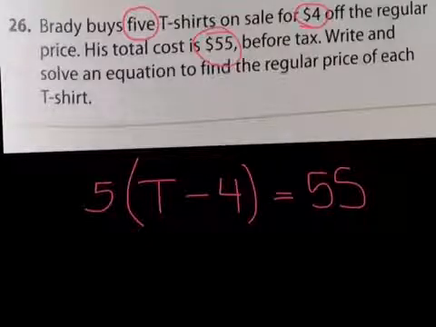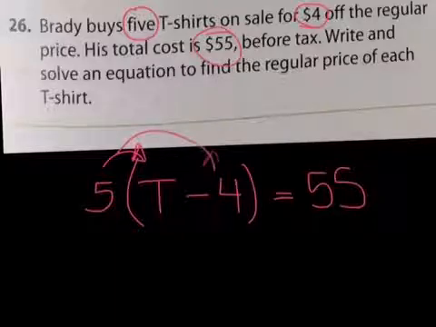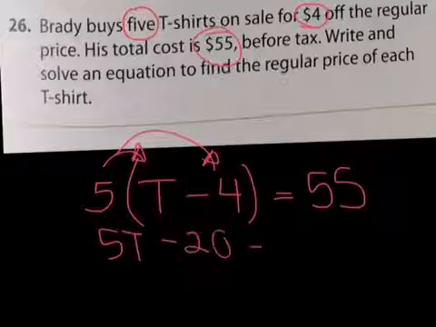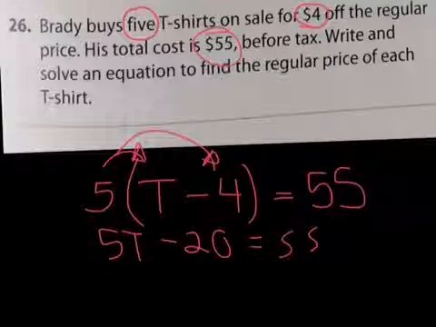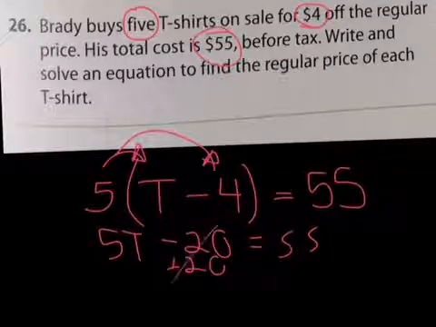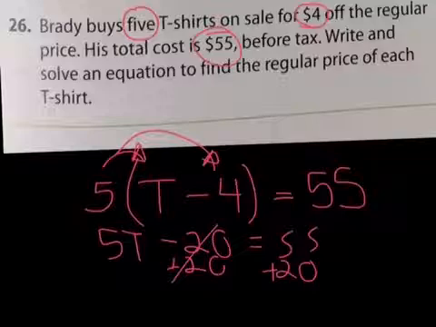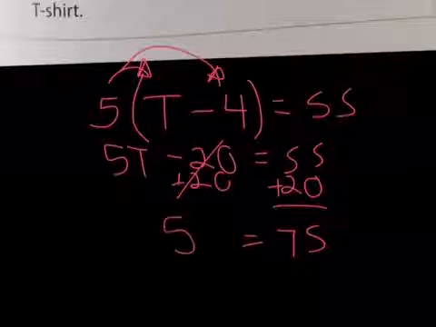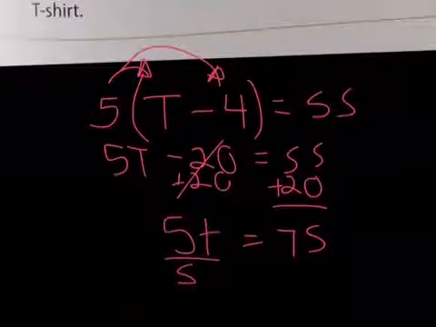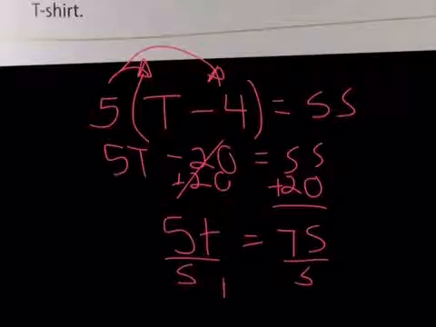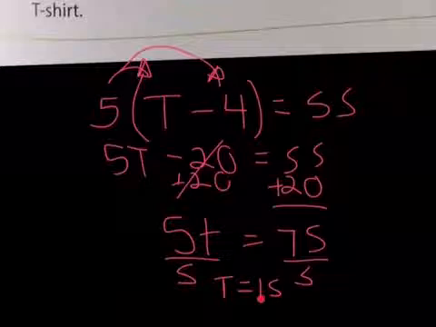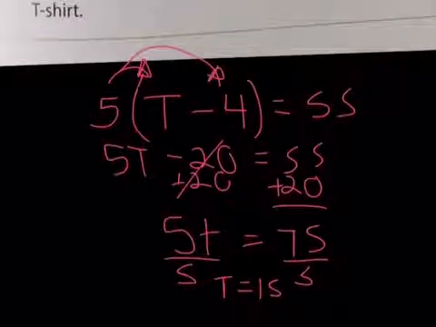Or, I don't know why, but I'm so prone to doing distributive property and getting my 5t minus 20 equals 55. And then I add 20 to get rid of it, and I add 20, okay, and I get 75 on this side and 5t on this side, right? And then when I divide the 5 out on both sides, I'm going to get t is 15. Okay, my t-shirts are each $15 with the $4 discount per shirt.